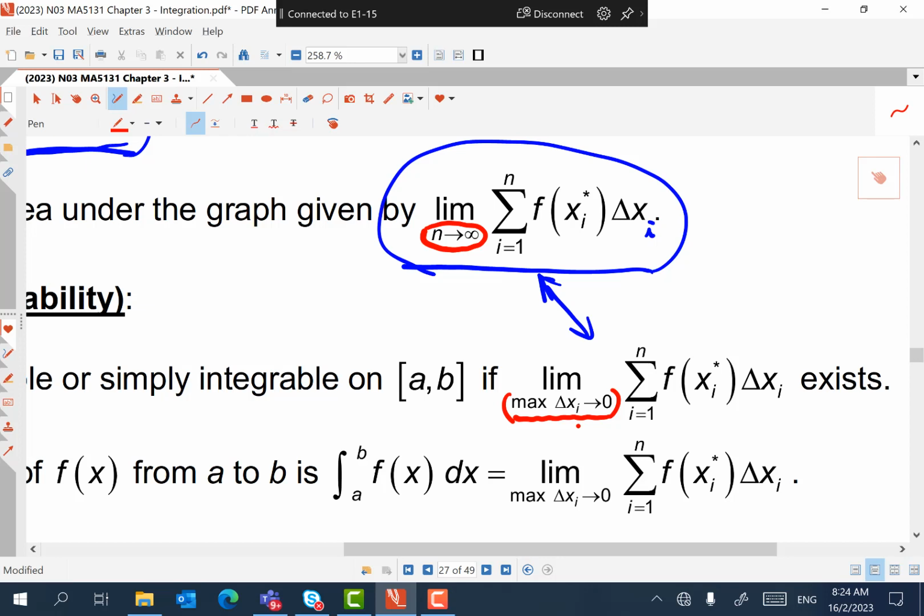Right? But you realize how clever it is in the notation. In the limit, when the maximum width diminishes to 0. When the maximum width diminishes to 0, then naturally all the other widths will also diminish to 0, isn't it? Very clever way of writing math notation, right?